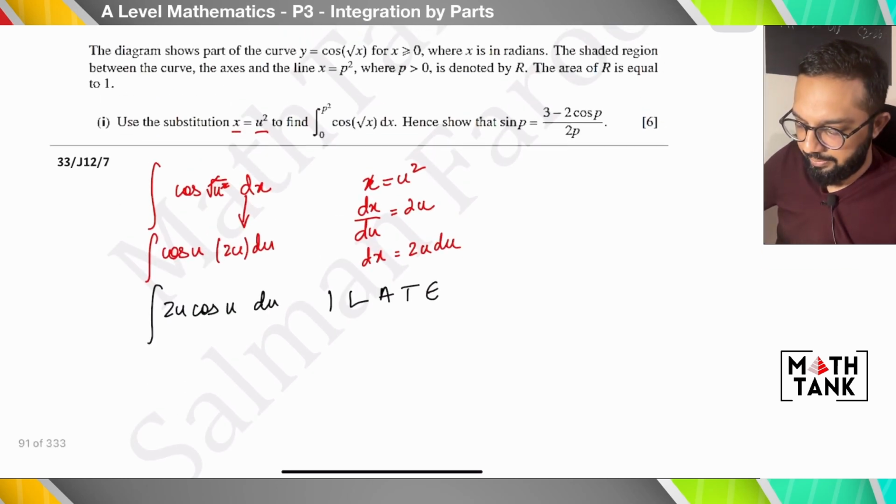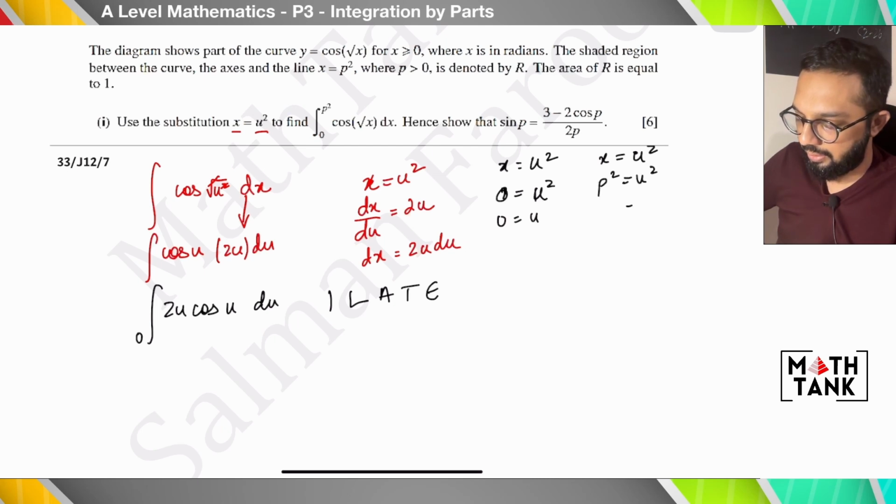I haven't changed the limits. We'll talk about the limits in a bit. In fact, we should just go ahead and change those limits as well. So x equals u squared. When x is 0, u should also be 0, so the lower limit is 0. And when x is p squared, u squared is p squared, so u should equal p.